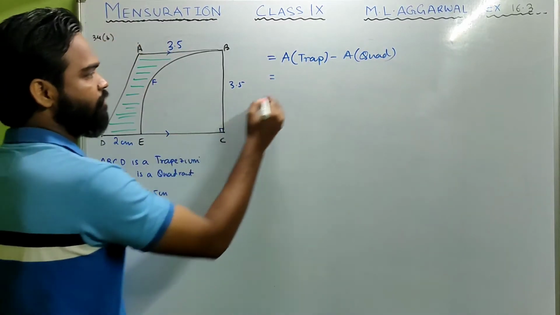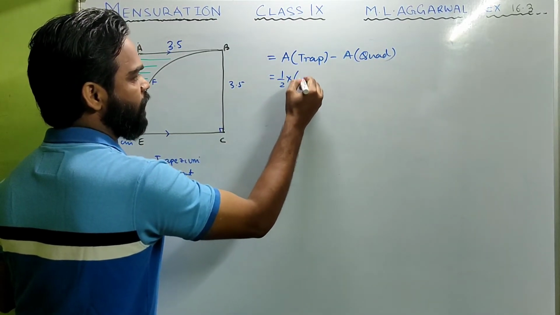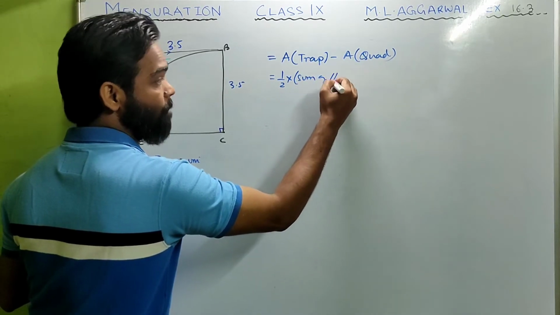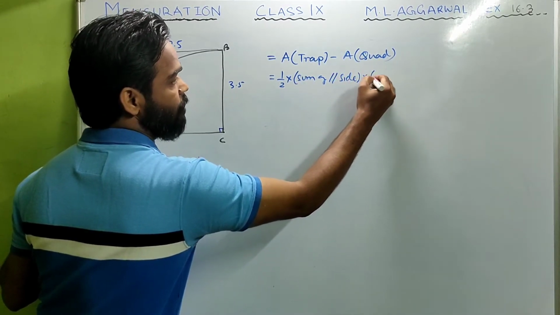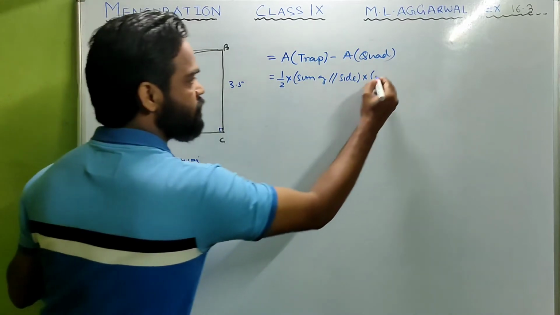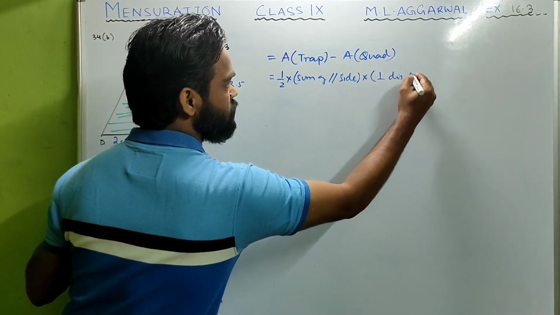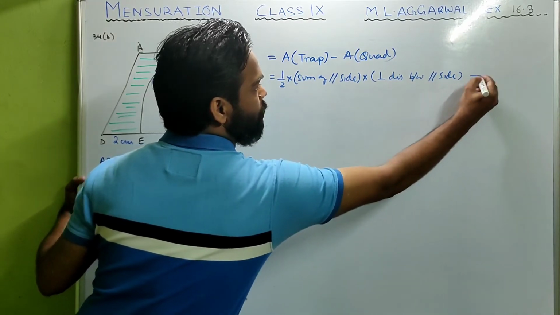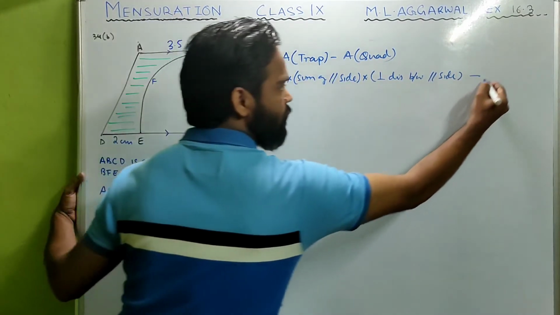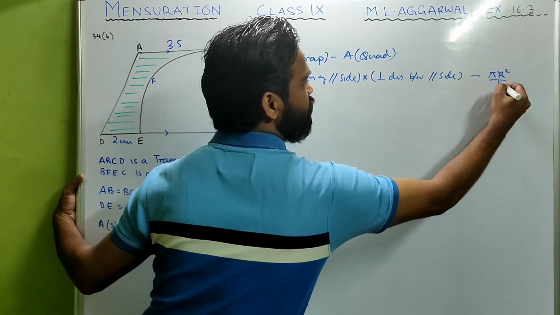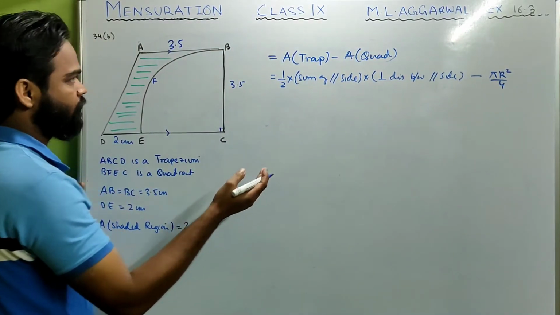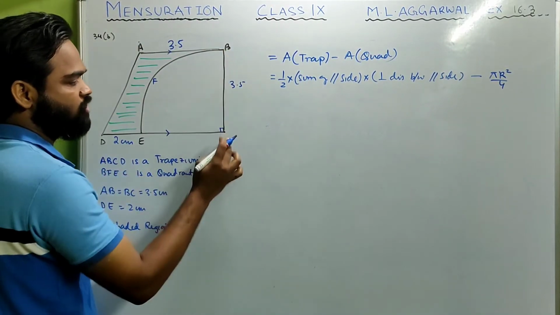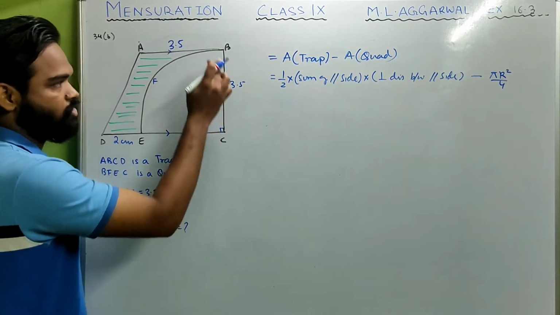Area of a trapezium, if I remember, is half multiplied by the sum of parallel sides multiplied by the distance between them, which means the perpendicular distance between the parallel sides, minus the area of the quadrant, which is pi r square by 4, isn't it? Pi r square by 4. Just substitute the values. Now look, first of all, BC is 3.5. That's the radius of this quadrant.